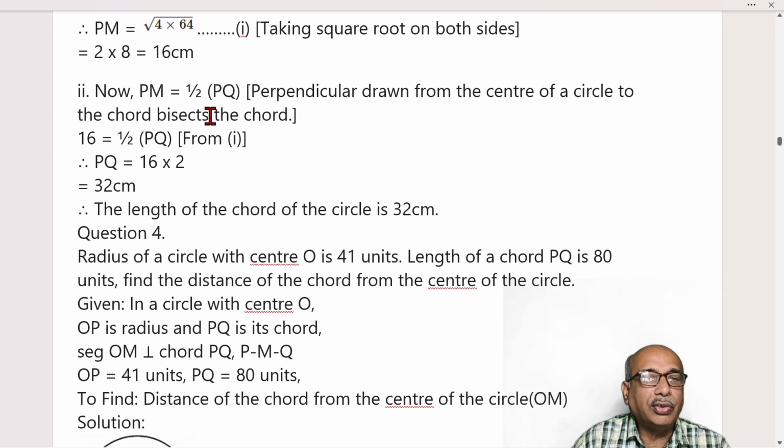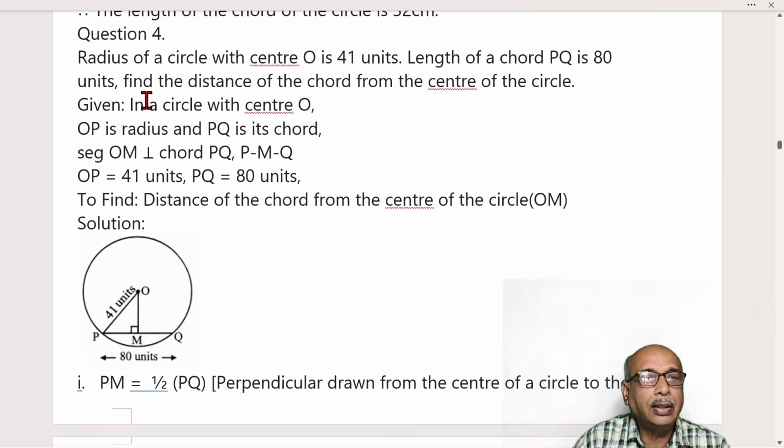Now, PM equals half of PQ, because the perpendicular drawn from the center of a circle to the chord bisects the given chord. So, 16 equals 1 by 2 PQ, therefore PQ equals 32 centimeters. The length of the chord of the circle is 32 centimeters.